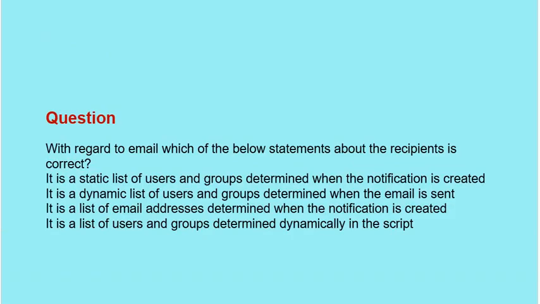Question is, with regard to email, which of the below statements about the recipients is correct? Option A. It is a static list of users and groups determined when the notification is created. Option B. It is a dynamic list of users and groups determined when the email is sent. Option C. It is a list of email addresses determined when the notification is created. Option D. It is a list of users and groups determined dynamically in the script.